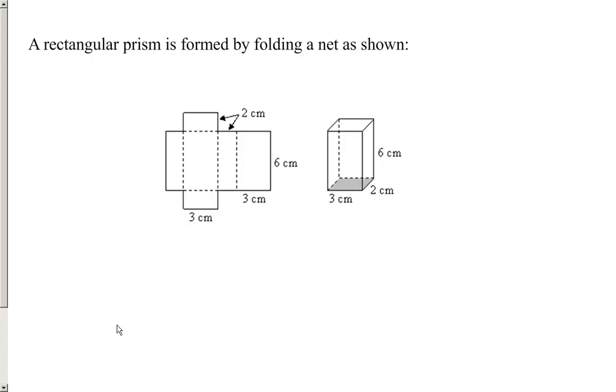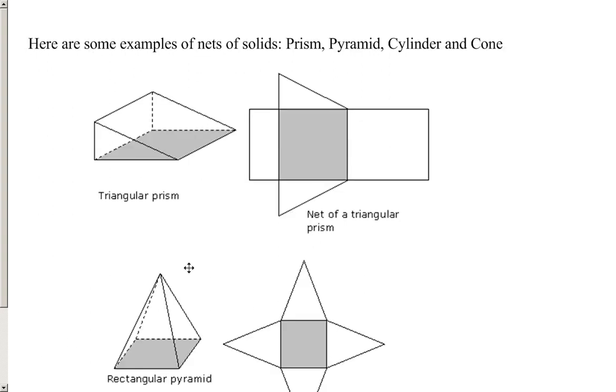So here's a rectangular prism, and the rectangular prism is this 3-dimensional shape. We unfold it to form a net that looks like this, and you can see the corresponding sides and faces. Here's an example of a triangular prism. Here you'll see that base. Here you'll see this pyramid that has the rectangular base and the triangular sides.